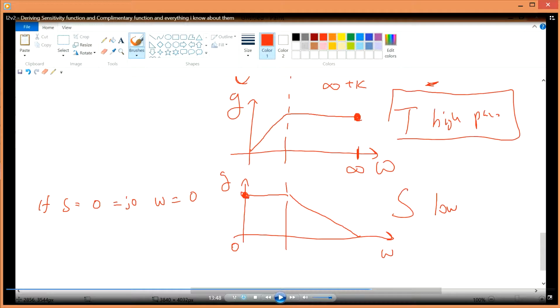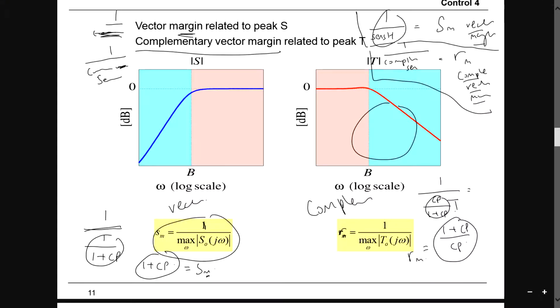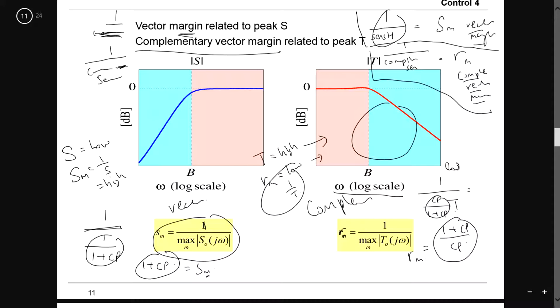That's all. If you remember back, T is high pass. And therefore 1 over T in our case will be a low pass, because it will allow low frequency to enter. This is the frequency in log scale. So it's just a flip. The sensitivity function is a low pass. The vector margin, which is 1 over S, is a high pass, and the same goes for this one. The complementary sensitivity is high pass, and then the complementary vector margin, 1 over T, is a low pass. I hope this is pretty clear, and ta-da, this is one thing that I really understand now.